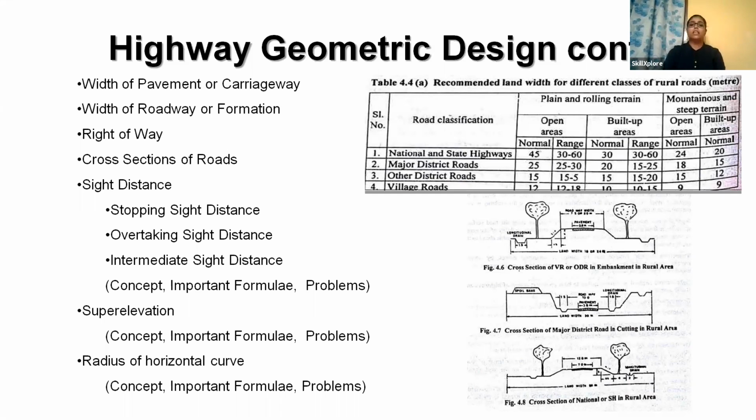Another thing is the radius of the horizontal curve. What should be the radius of the horizontal curve so that there won't be any problems while encountering the curve? So there will be a minimum radius, there will be a maximum radius, there will be a grade compensation. All these things will be studied under the radius of the horizontal curve. So concept, important formulae and problems in this area will also be discussed in our classes.